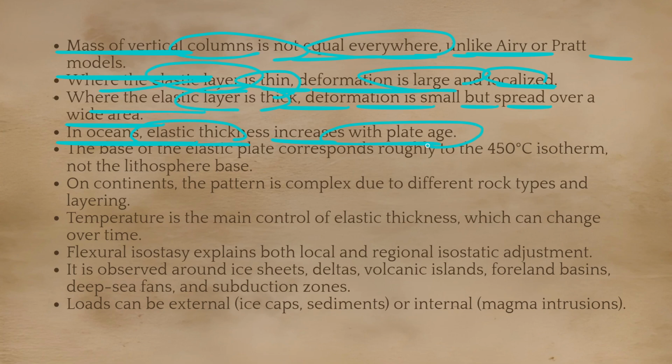So he says that in oceans, the elastic thickness increases with plate age, as the layers inside the surface under oceans age. The thickness, the elasticity increases. The base of the elastic plate corresponds roughly to the 450 degrees Celsius isotherm of the lithosphere base. So this elasticity property is not applicable to the whole lithosphere layer.